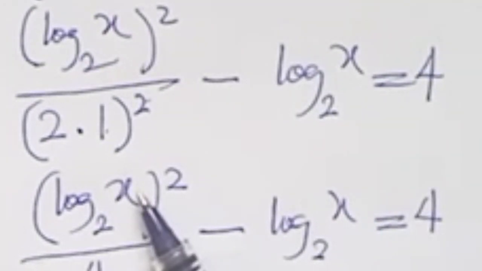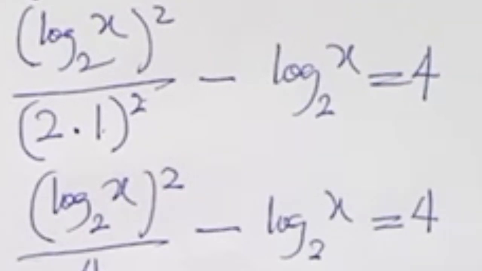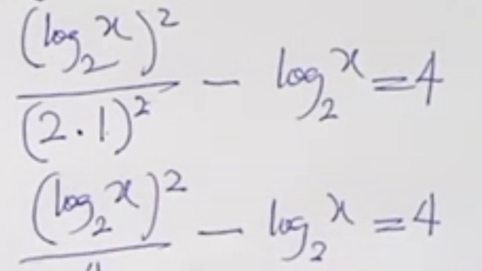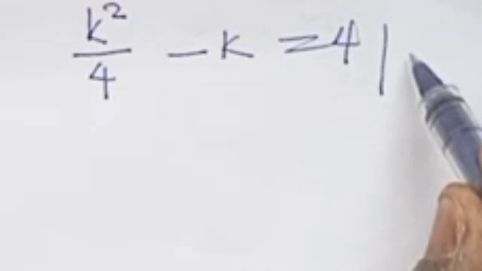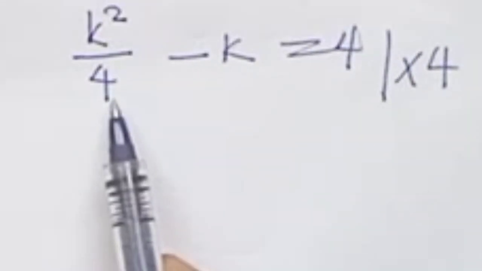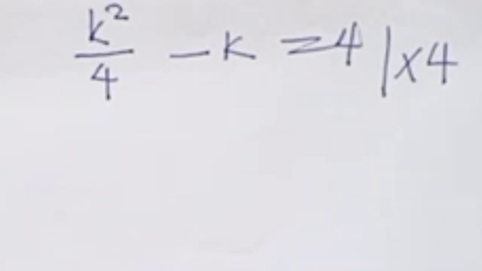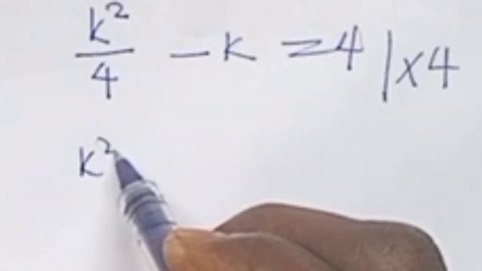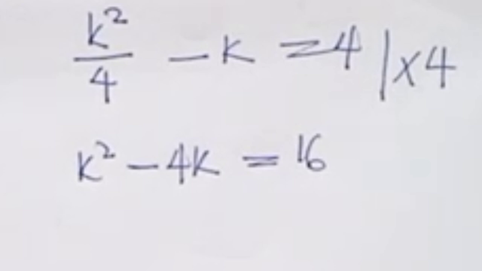Here we have log x to base 2 and log x to base 2. So we can say that let k equals to log x to base 2. Here our equation will become k squared over 4 minus k equals to 4. So we can multiply through by 4 so that we can eliminate this fraction. And if we do that, it will become k squared minus 4k equal to 16.